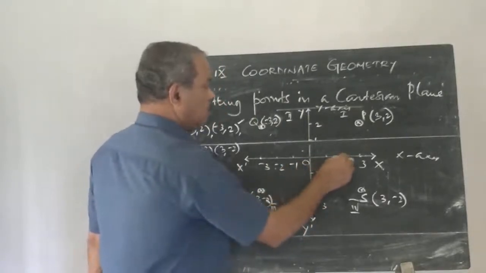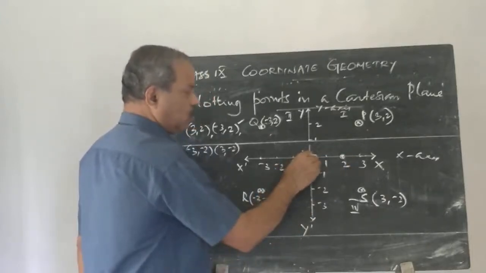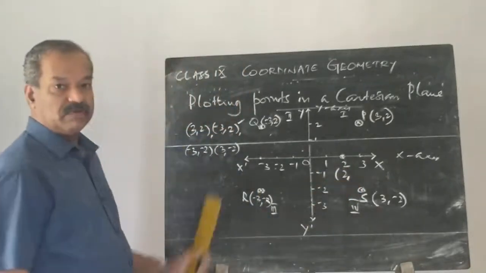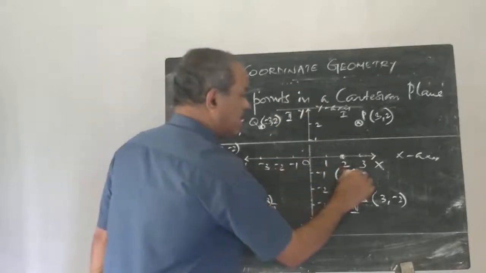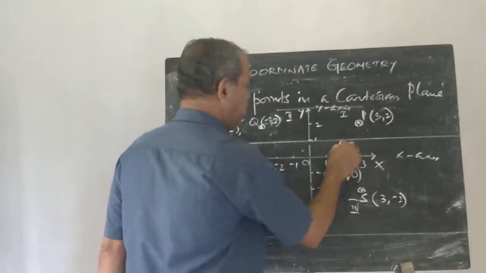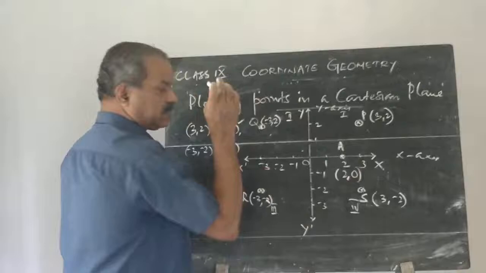So, the point 2: from 0 to 2, the x coordinate is 2 units. What is the y coordinate? No distance on the y-axis, so we can represent it by 0. So this point is say A. A is a point on the x-axis.